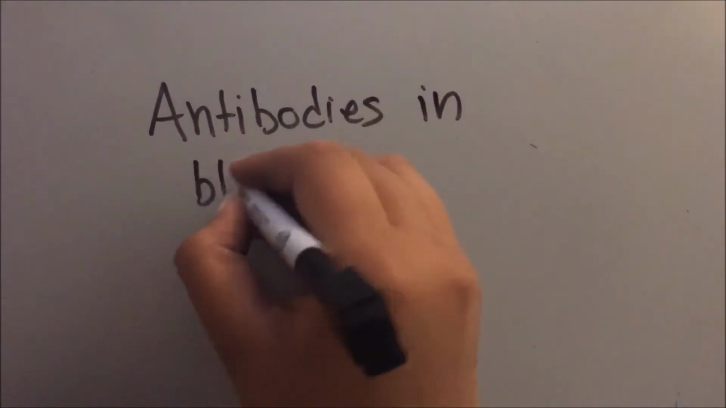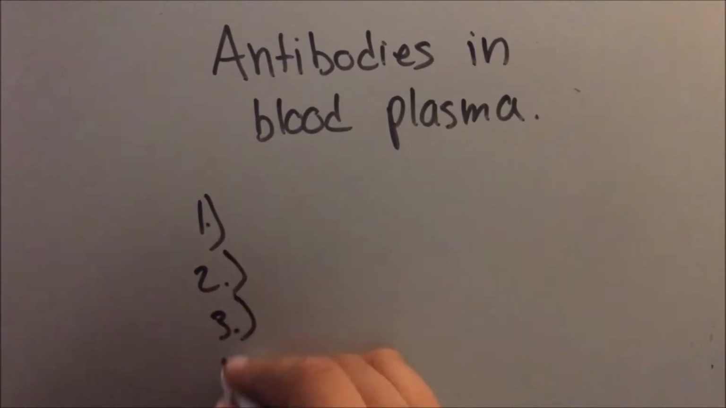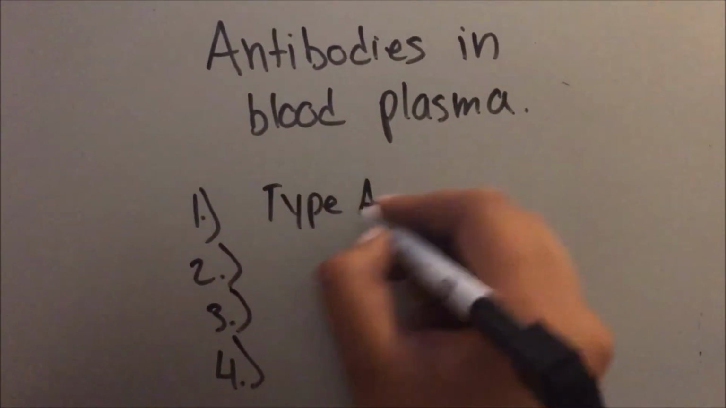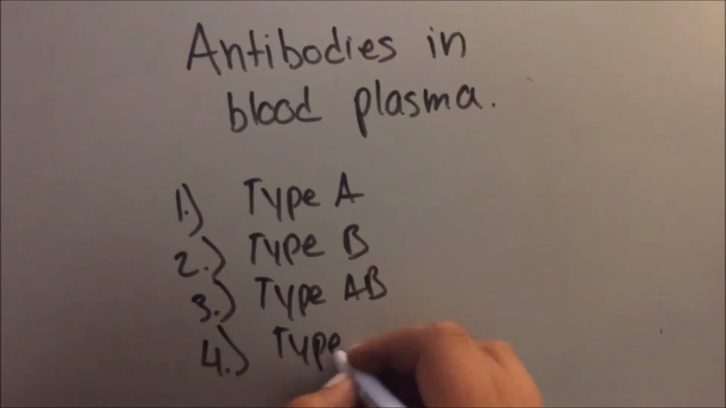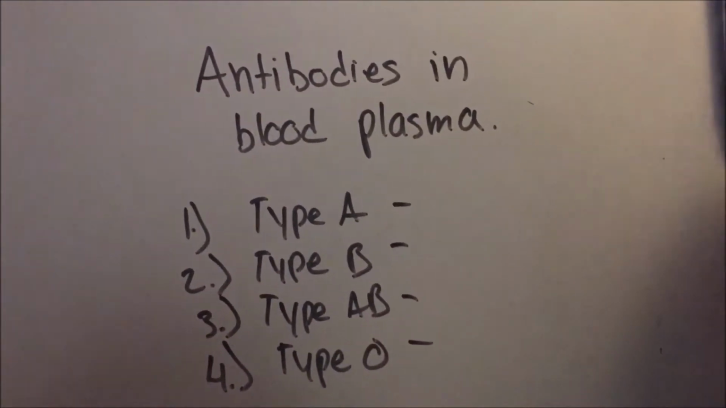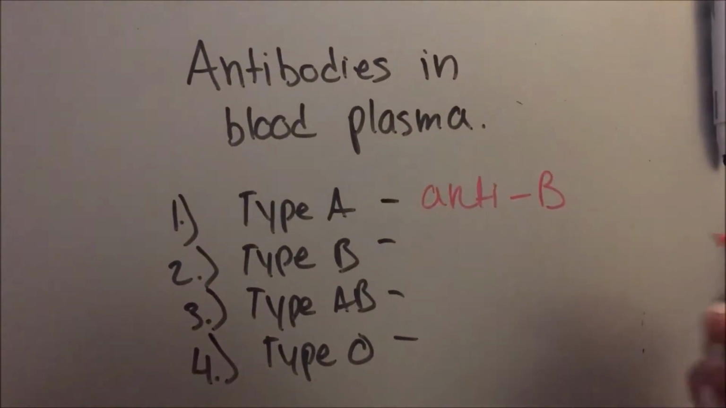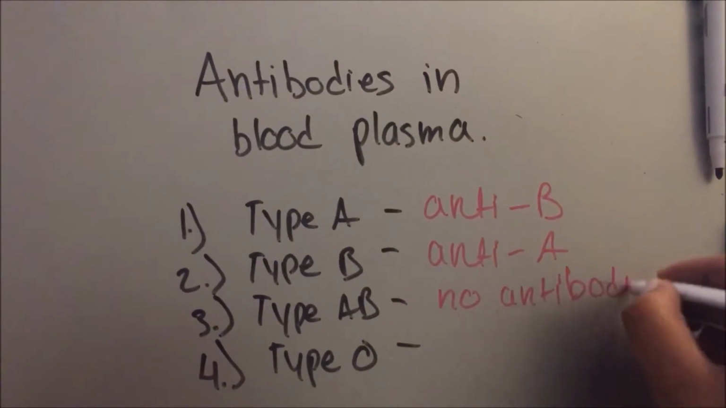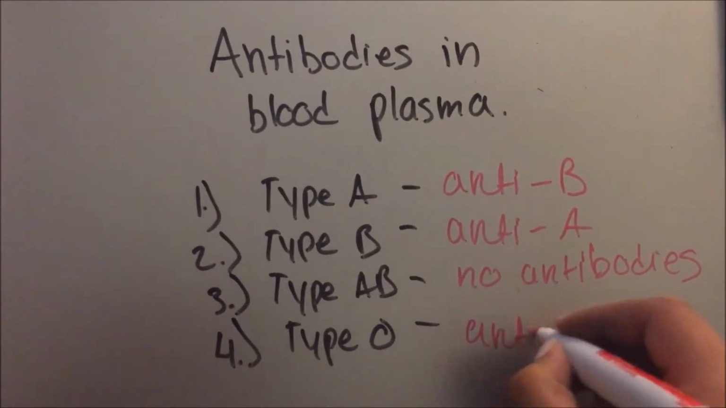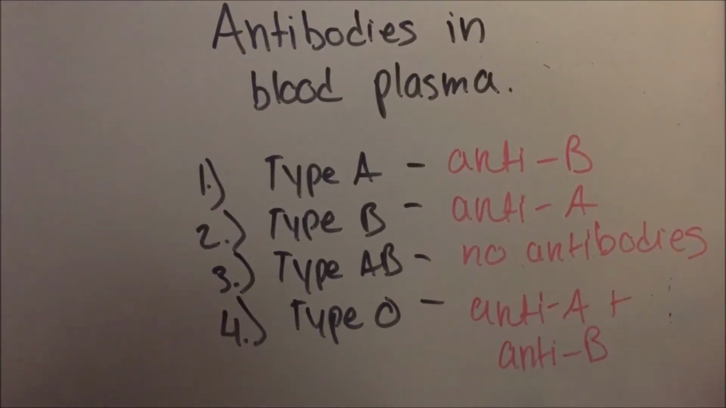Each blood type contains its own specific antibodies within its blood serum. Type A blood contains anti-B antibodies. Type B blood contains anti-A antibodies. Type AB contains no antibodies, and type O contains anti-A and anti-B antibodies. Since type AB blood contains no antibodies within its blood serum, it's considered to be the universal acceptor.